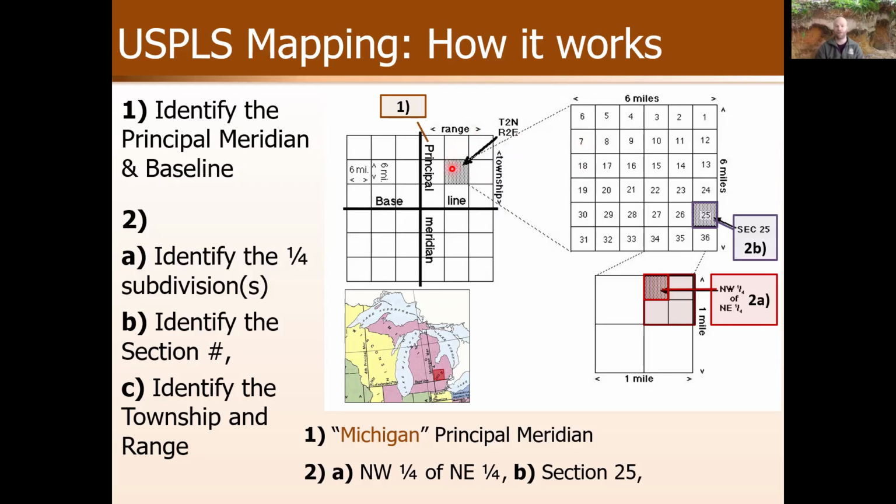And so this gray shaded box is in township 2 north, range 2 east. And so abbreviated, and then your legal description, literally at the county courthouse for any parcel, for this parcel specifically, would be the Michigan Principal Meridian, which is in the northwest quadrant of the northeast quadrant of section 25 within township 2 north and range 2 east.